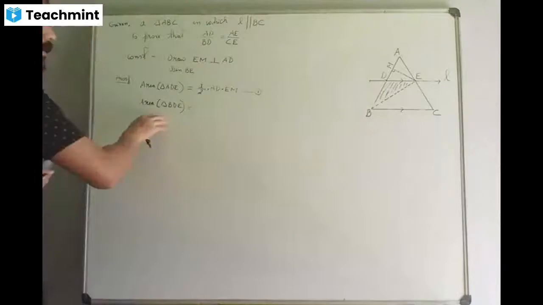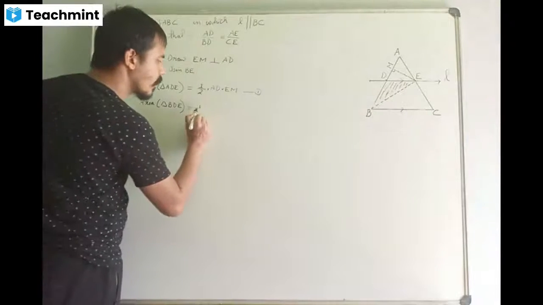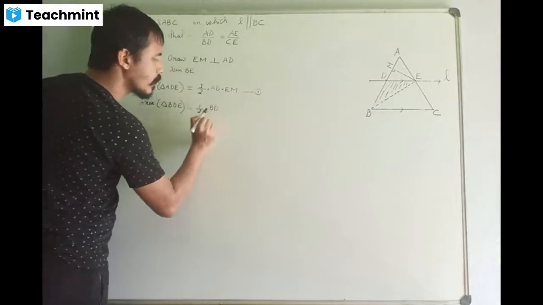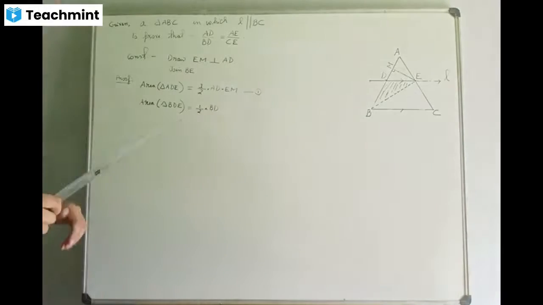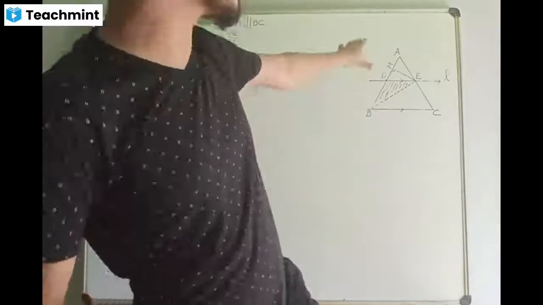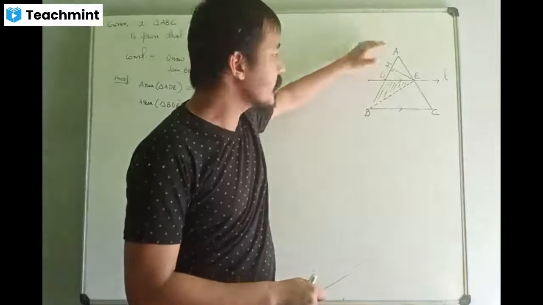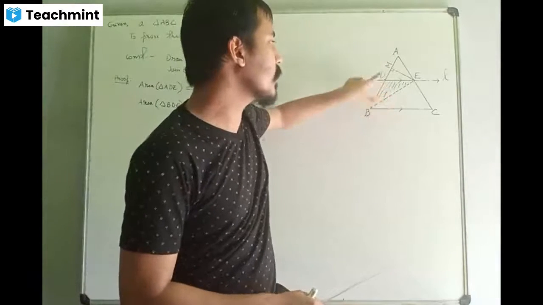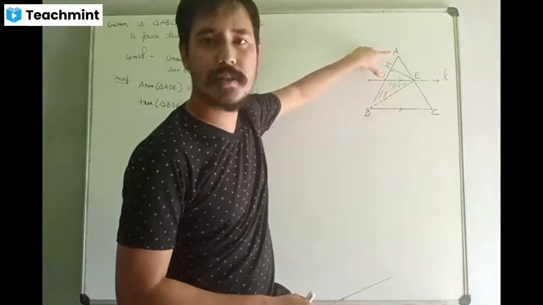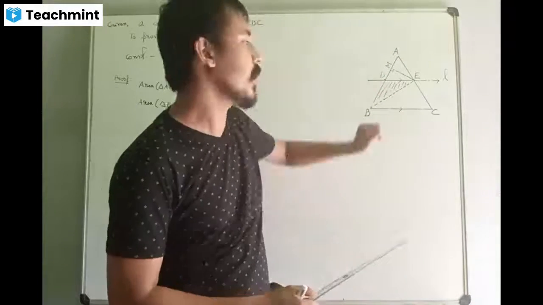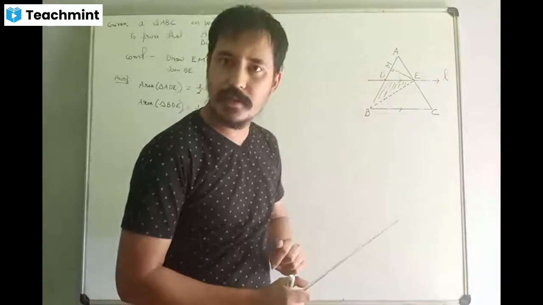So area of triangle BDE means half base into height. Your base is BD. Is it okay? Why have I chosen BD as the base? Because in the upper triangle ADE also, I have chosen AD as the base. And since BD and AD are on the same line, for this lower triangle BDE, I have chosen BD as the base.